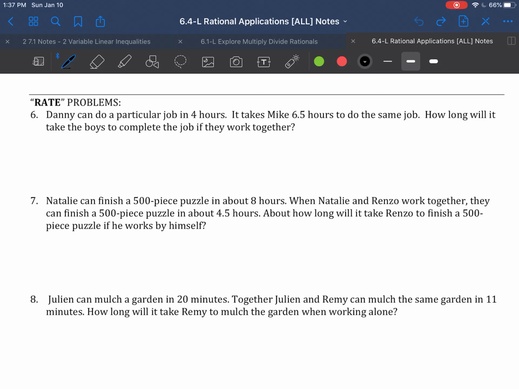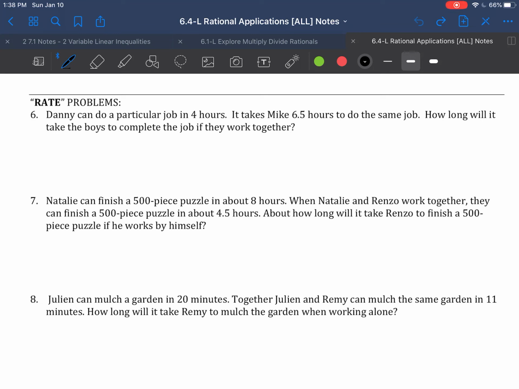All right, so now we're going to talk about the rate problems. These seem to be the most confusing, but once you get the hang of it, it'll make a lot more sense. And so Danny can do a particular job in 4 hours, and it takes Mike 6.5 hours to do the same job. How long will it take the boys to complete the job if they work together? Okay, and so the idea is we want to set up rational equations, which involves fractions.